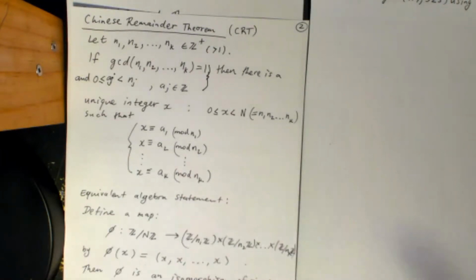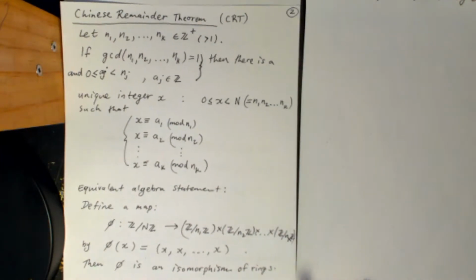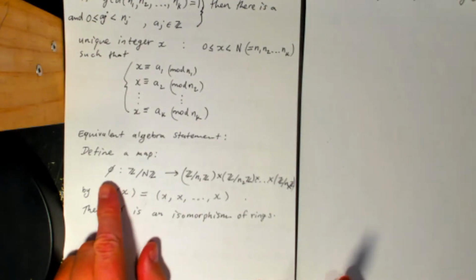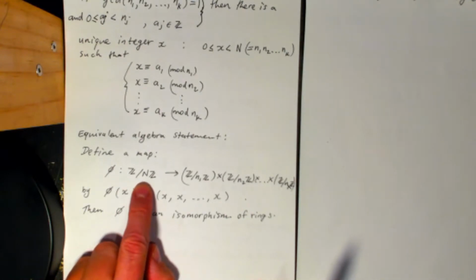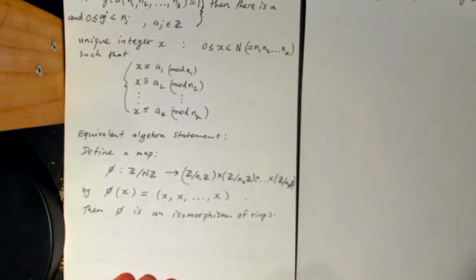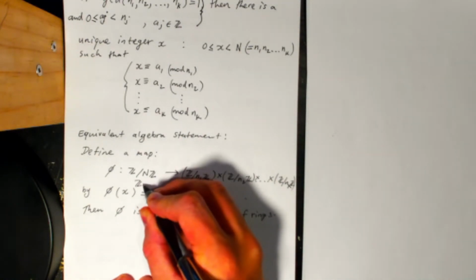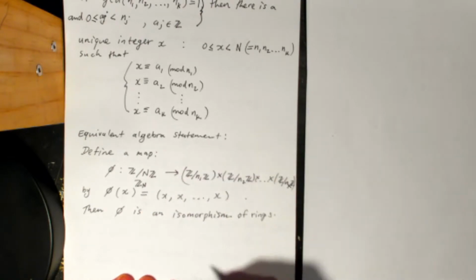has a unique solution. Okay, now there's an equivalent algebraic statement, which is to say define a map from the integers mod n. And in our studies so far in these lectures, we've used this notation, Z subscript n there.